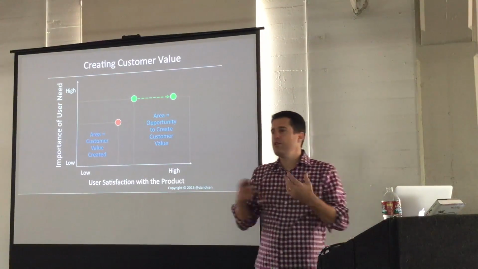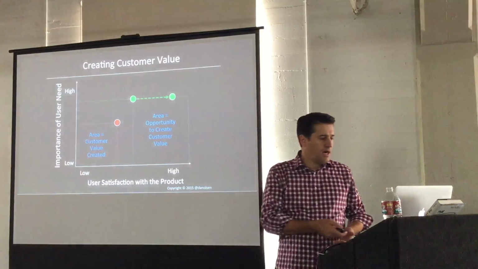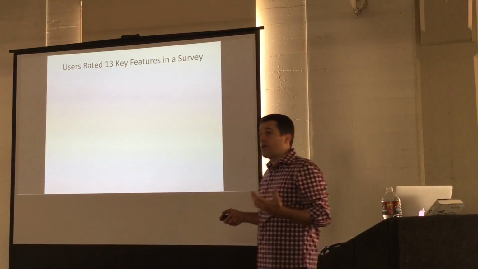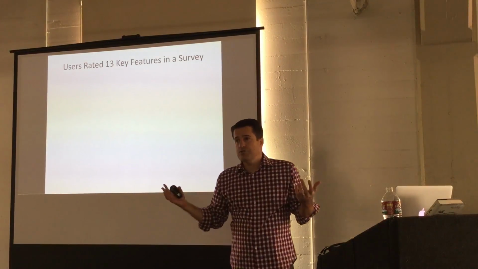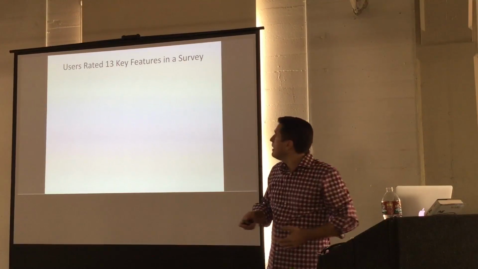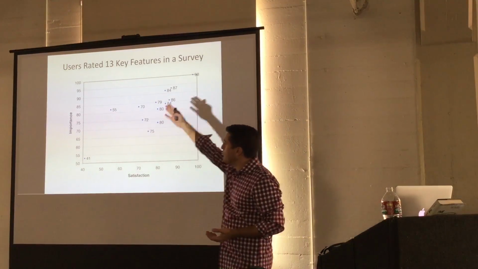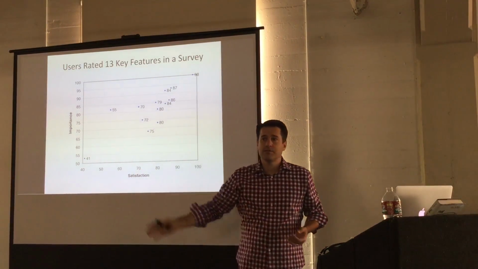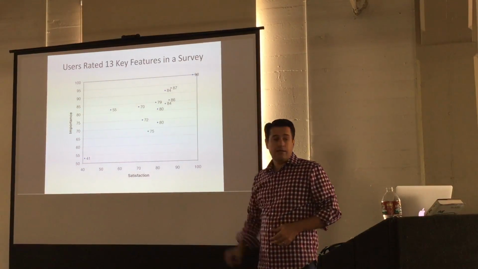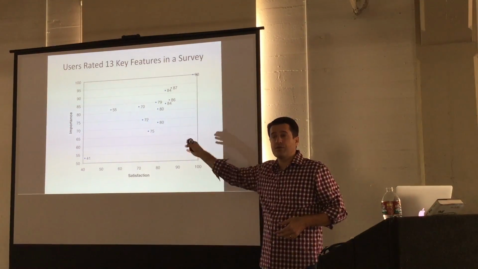And if this all seems kind of theoretical or abstract, I want to basically show you some real data from a product that I worked on where we actually surveyed a bunch of users about the 13 key features and benefits in our product. And so this is real data. You can see I've got importance going up to 100% on the left, and I've got satisfaction going up to 100% on the bottom. And each of those dots is one of the 13 features with the scores that we got from the survey.